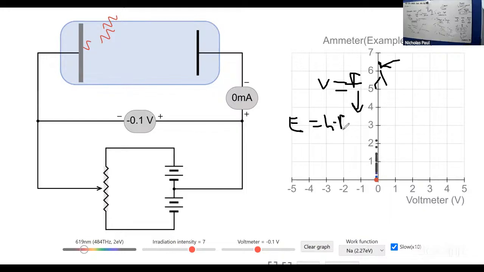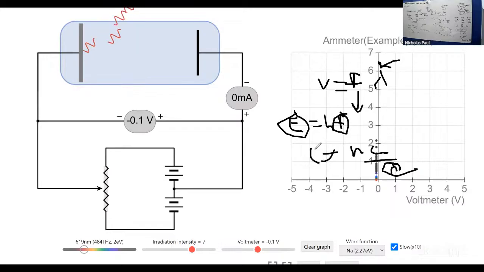And if I take off F and put C over lambda, I'll get hC over lambda. So we know that a bigger F gives a bigger E, right? But now a smaller lambda gives a bigger energy. So they're kind of inversely related. That's okay? So a big wavelength gives you small energy and vice versa, right?